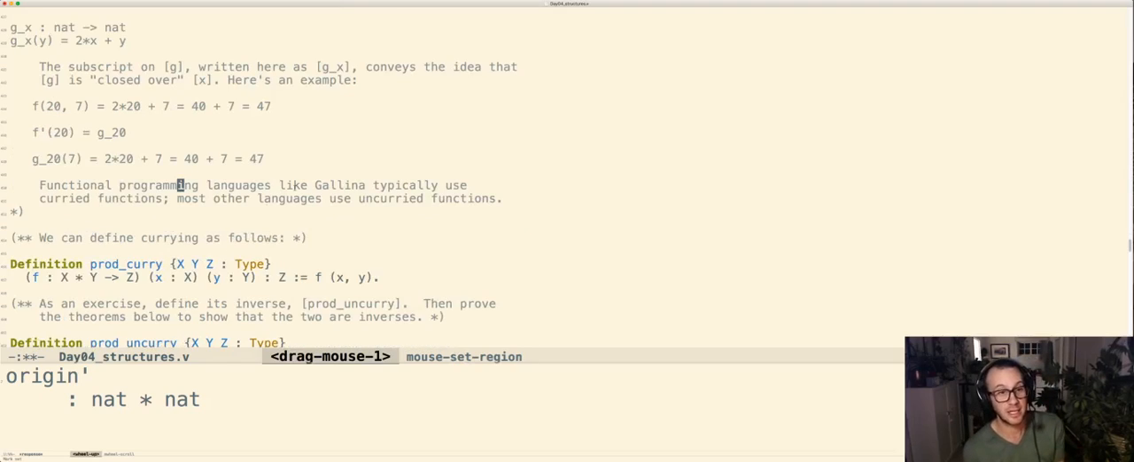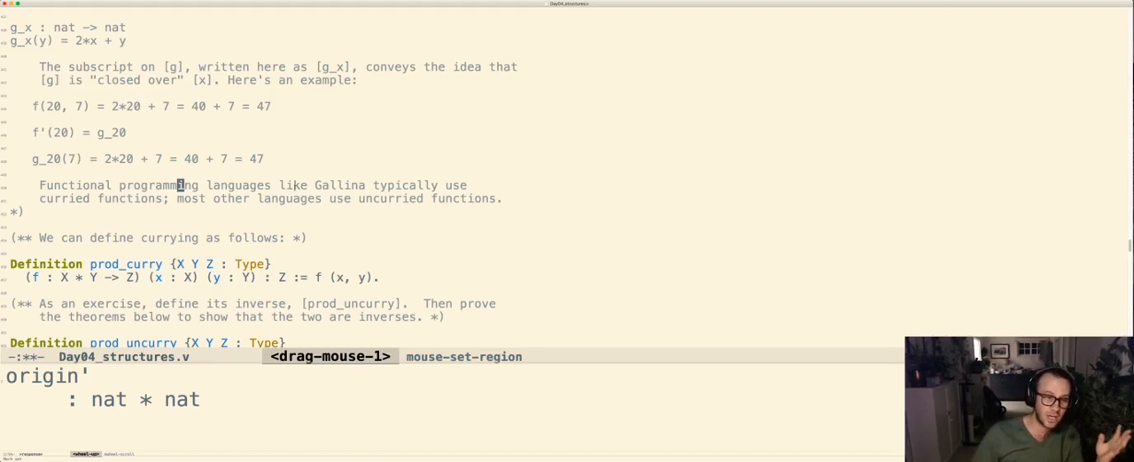So functional programming languages like Galena are going to use curried function application. It works really well for the sort of function-oriented programming style that we inhabit here. Other programming languages tend to use uncurried functions. Now, it turns out these are totally equivalent views. Haskell Curry was the first person to really notice this.